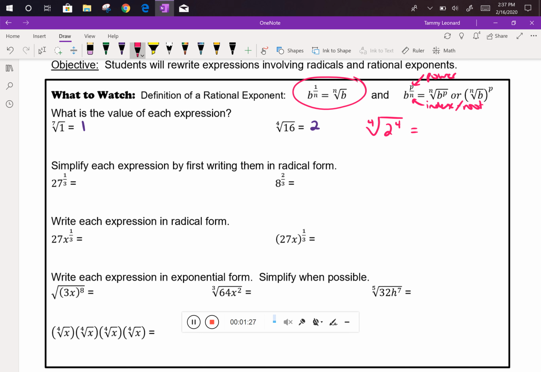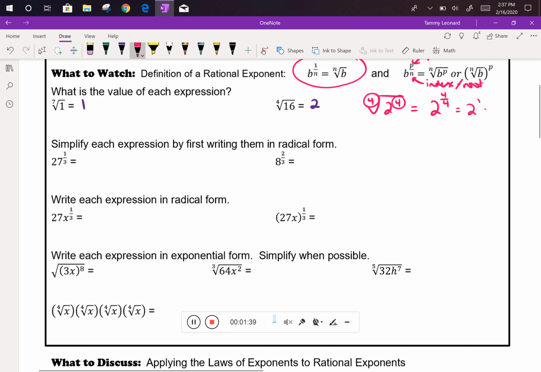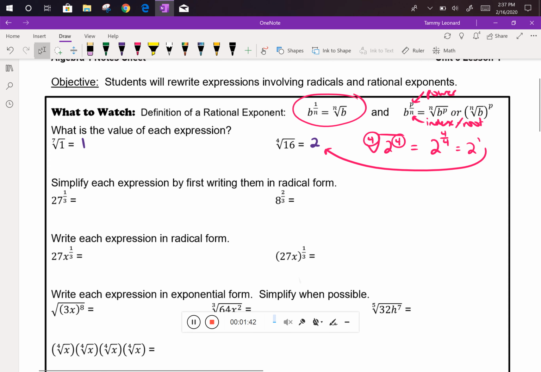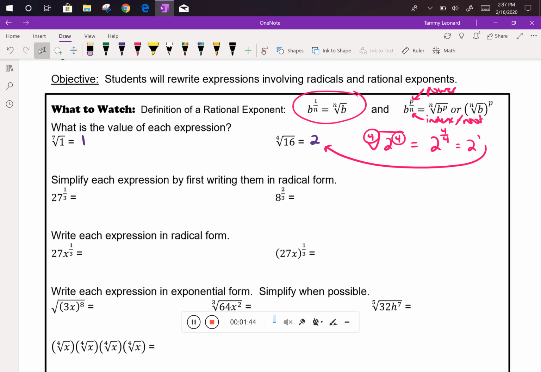So notice our power is 4. So this is 2 to the 4th over. Our index happens to also be 4. Well, 4 divided by 4 is 1, so this is 2 to the 1st. Notice 2 to the 1st is equal to 2. So based on this one example, it seems like that definition does ring true. So let's try using this definition.